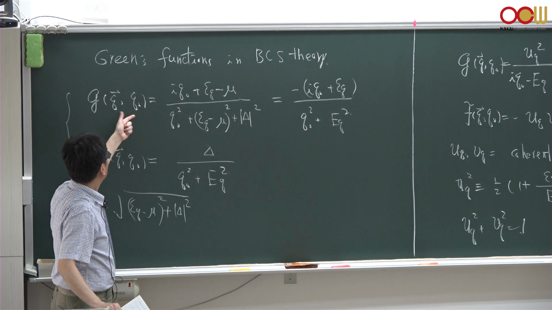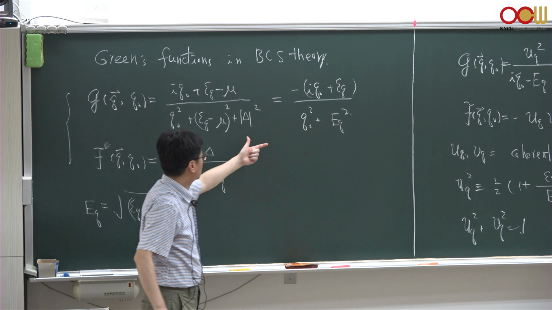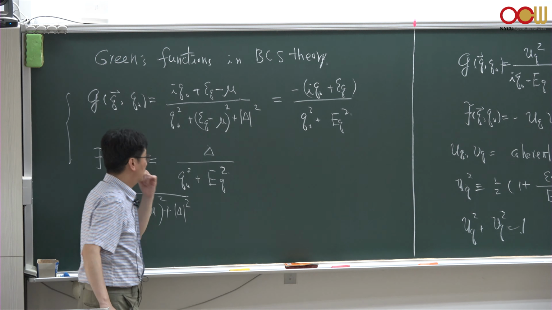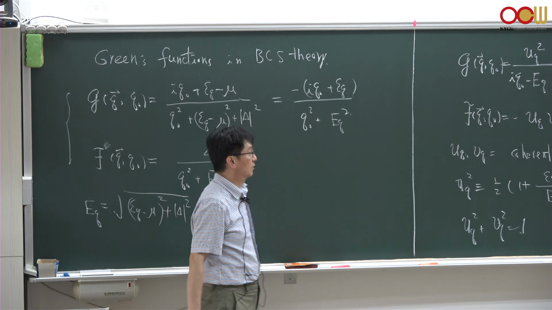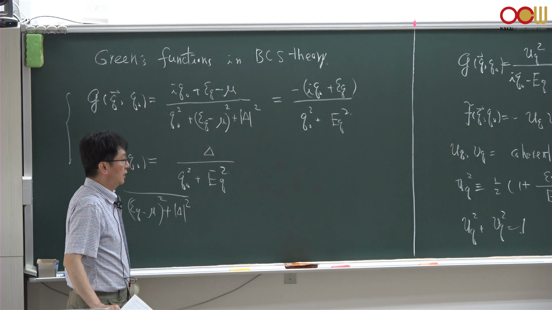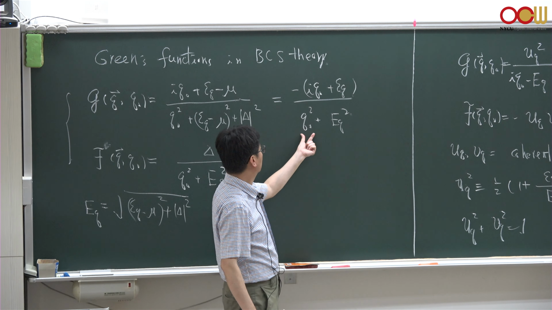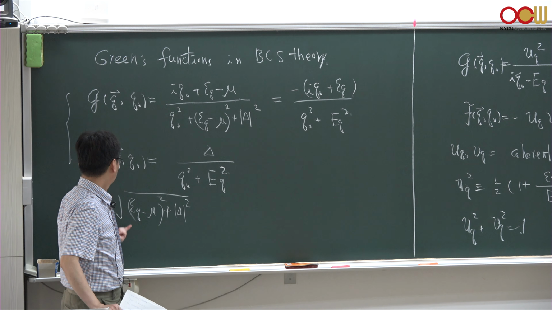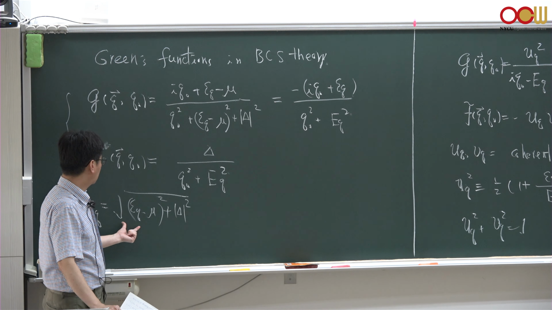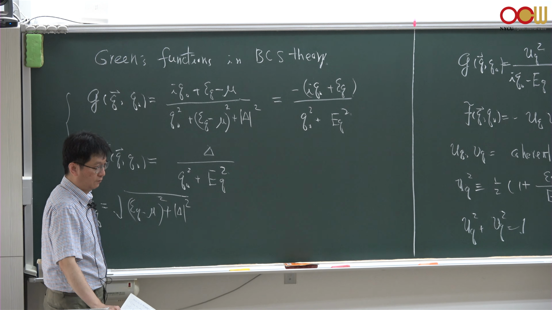G as a function of the three-dimensional vector Q and the frequency Q0 can be expressed in terms of these factors. In the numerator, we get minus iQ0 plus epsilon Q, where epsilon Q is the free electron kinetic energy. In the denominator, you get Q0 squared plus the Bogoliubov excitation energy E_Q squared, where E_Q is defined as the square root of the free electron kinetic energy relative to the Fermi energy, squared, plus the square of the gap function.